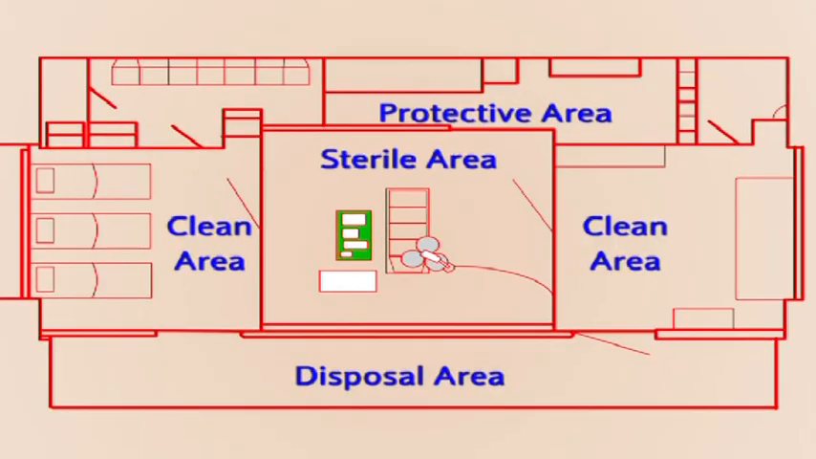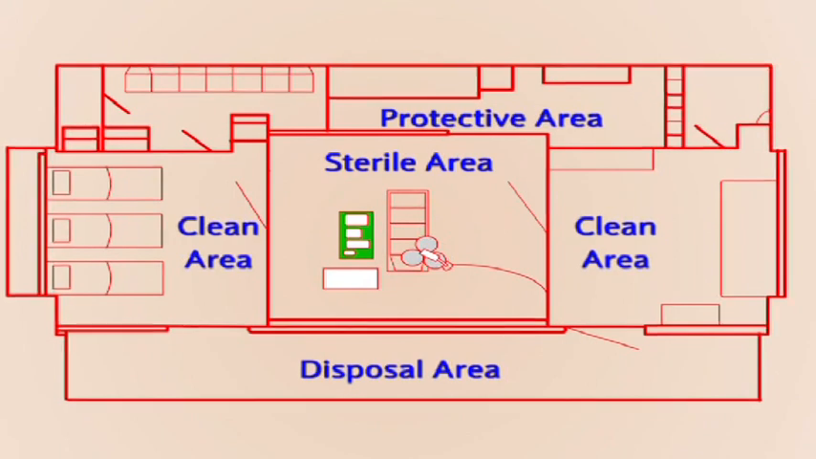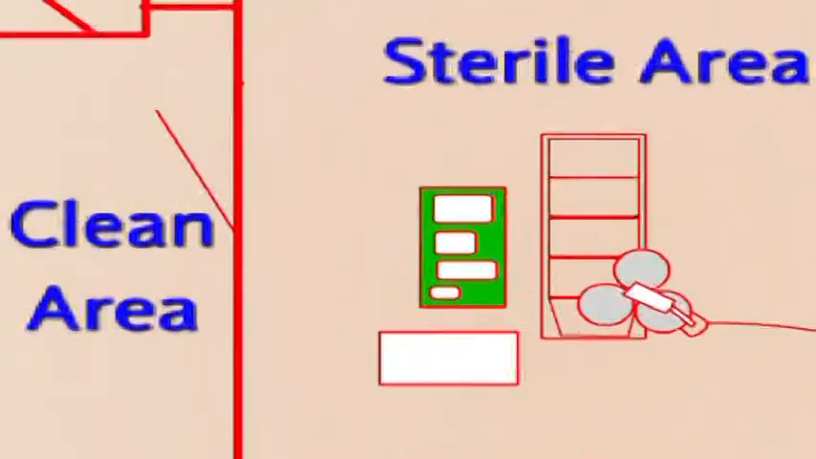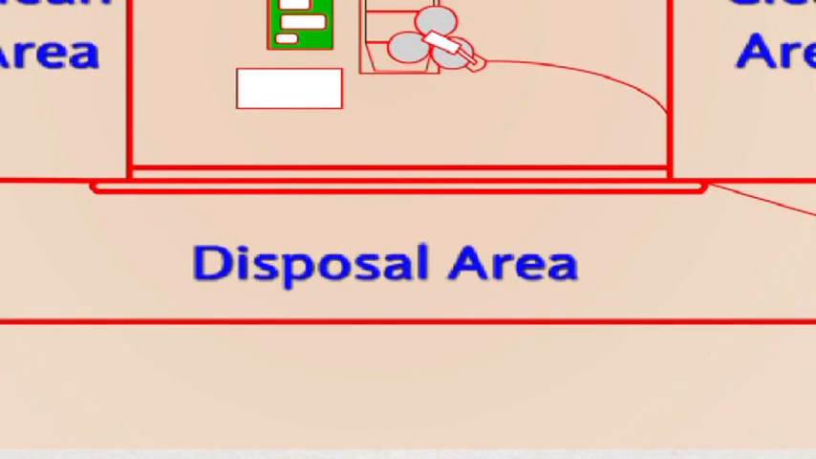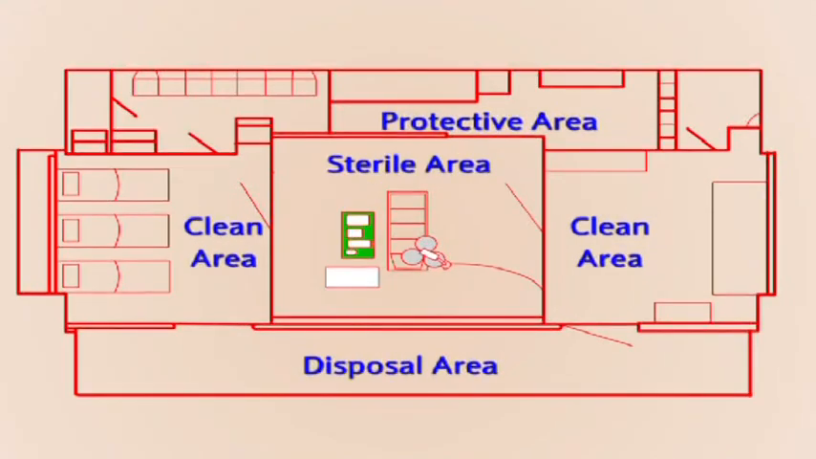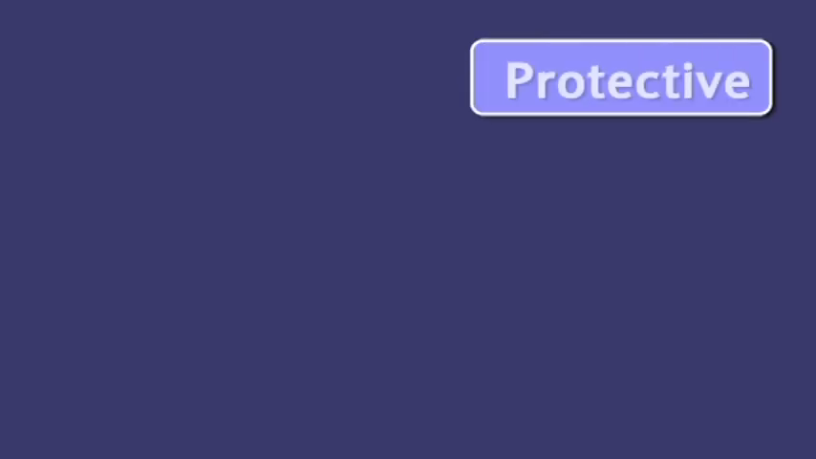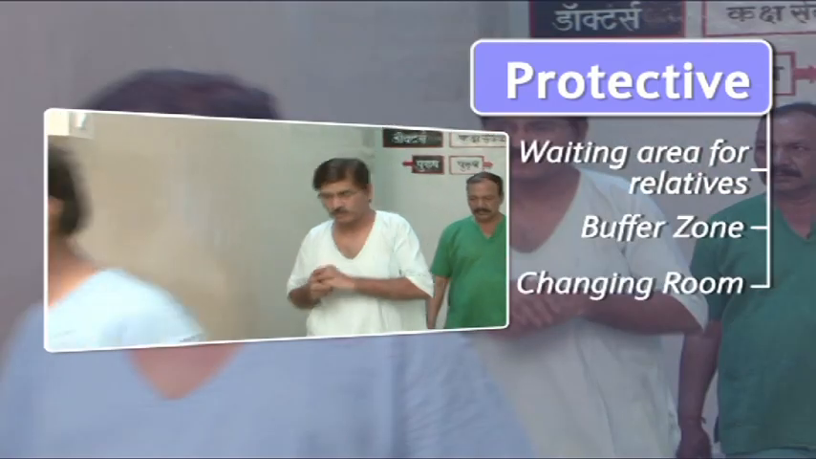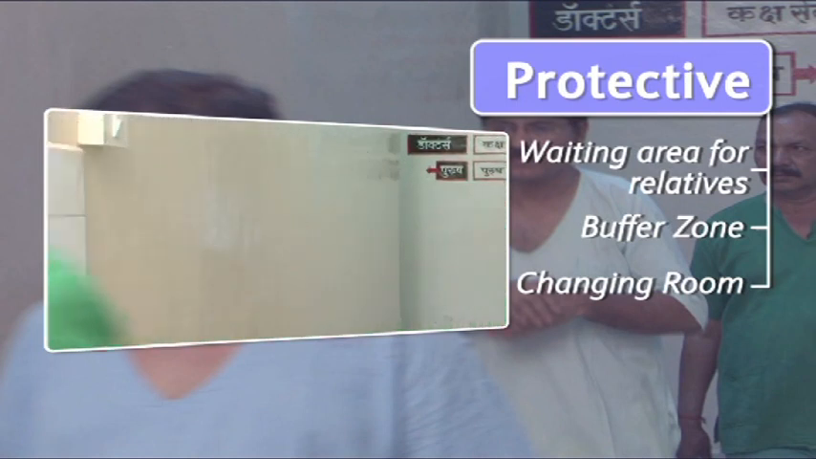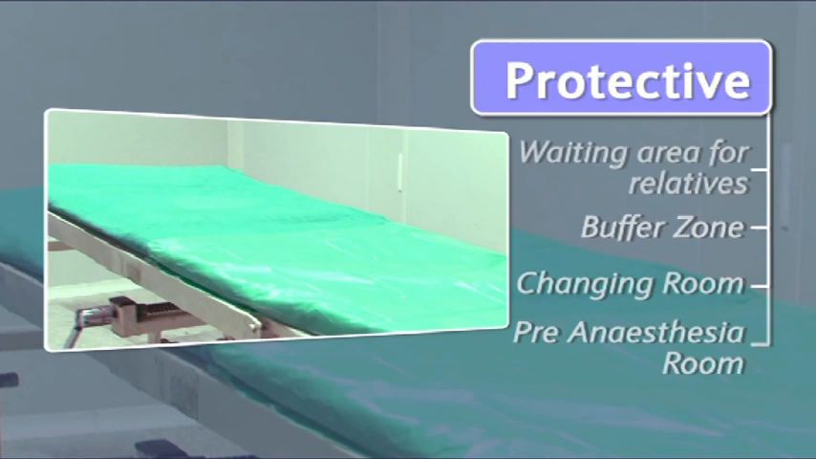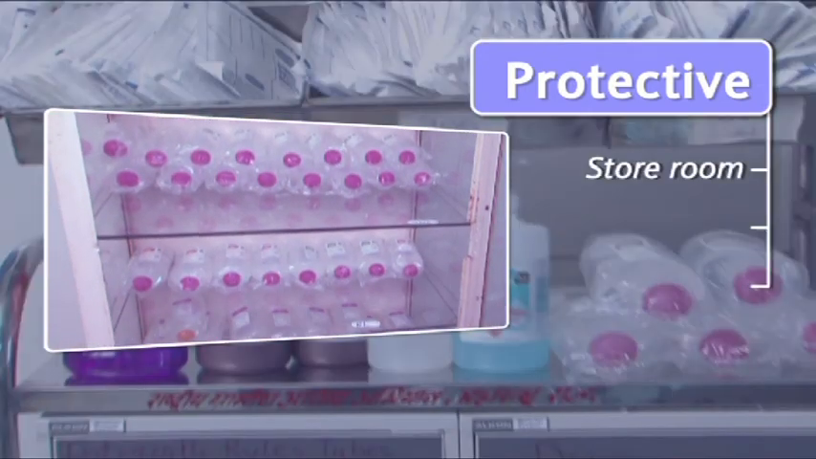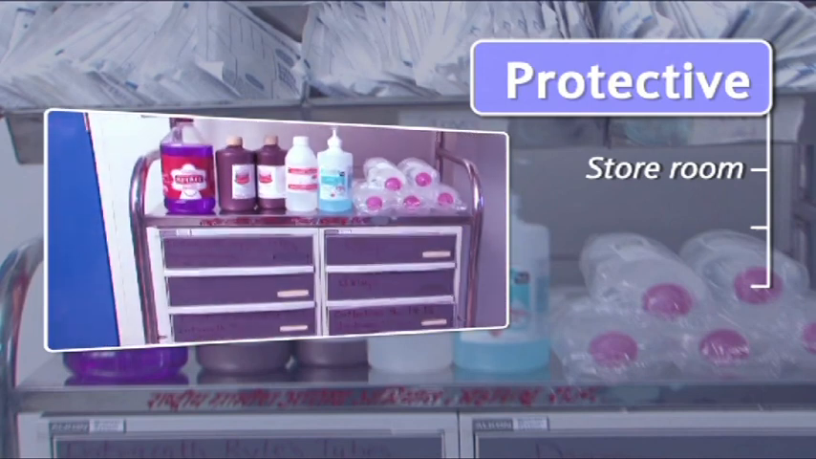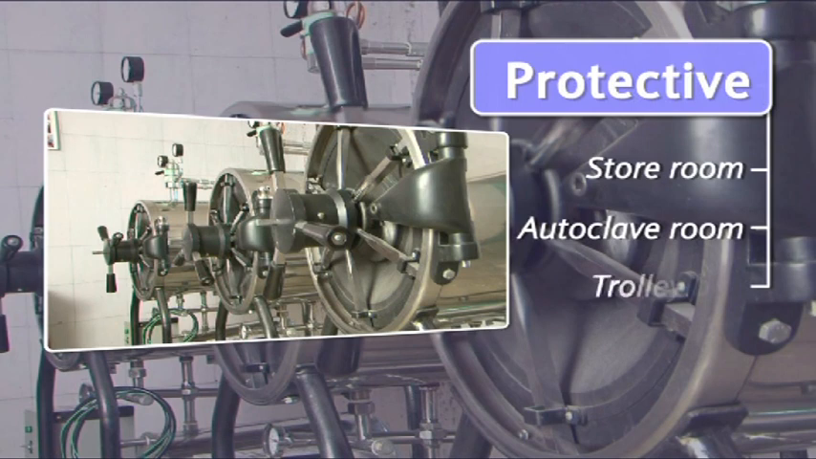The operation theatre area can be divided into 4 well-defined zones, that is, protective, clean, sterile, and disposal area. In protective, waiting area for relatives, buffer zone, changing room, pre-anesthesia room, storeroom, autoclave room, trolley bay.